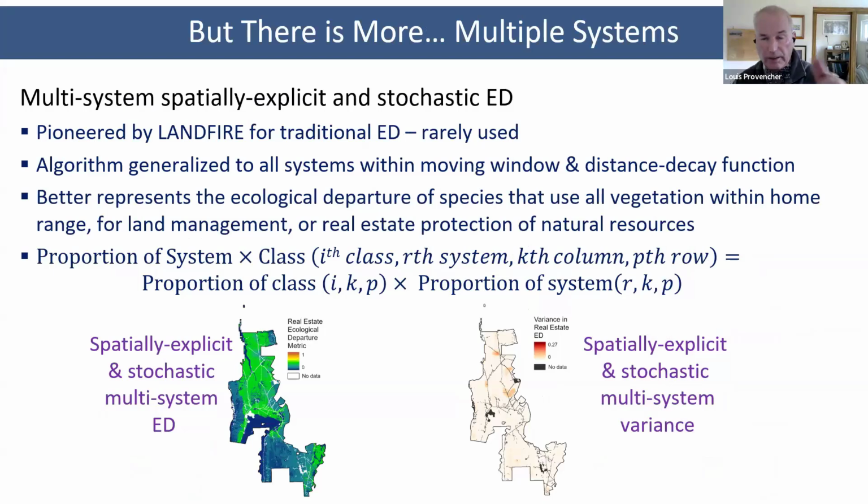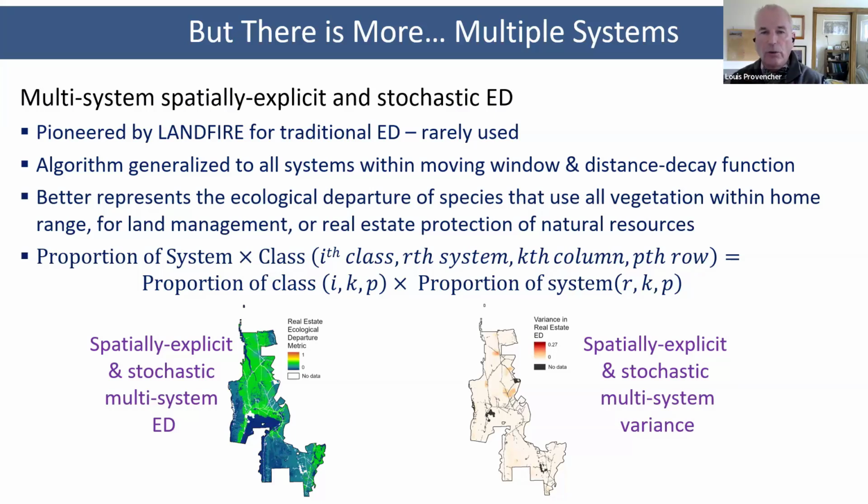This is multi-system. You may not know this, but in LANDFIRE at the beginning there was a multi-system ecological departure. It was basically a weighted average of the single-system ecological departure. I don't know if anyone used it, but we did it here. The reason we like it is because imagine you are a Nature Conservancy employee, for example, buying land somewhere in the boonies. You walk onto this land, and you're not just going to look at Wyoming sagebrush and say, oh, that is in low departure, I'm going to buy this land. You're looking at the riparian system, the greasewood, the wet meadows, the different sagebrush.